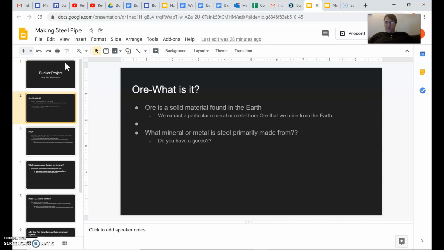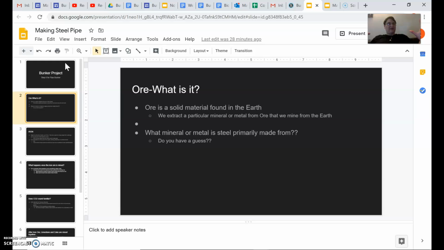So, first thing I want to talk about is the word ore, and I'm not talking about a boat oar, I'm talking about a different ore. The reason I want to talk about this word is because I use it, and the videos you're going to watch after me use it a lot. So ore, it's a solid material found in the earth. That's easy enough, right? If we mine out something from the earth, we generally get an ore.